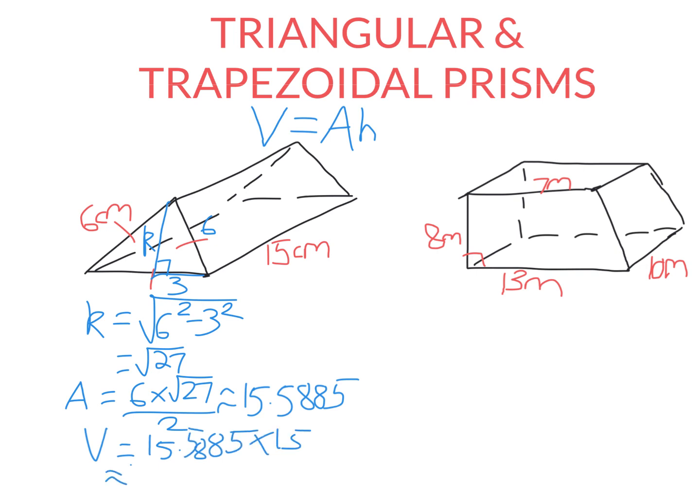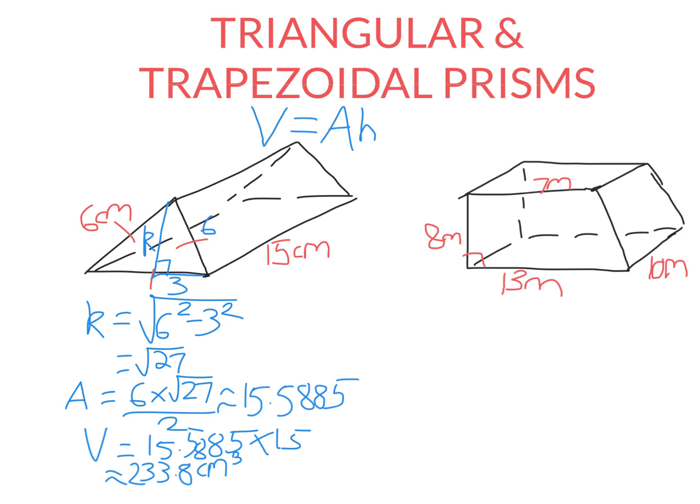And I get around 233.8. So volume is always in cubic units, so it will be centimeters cubed. That also means it'll hold about 234 milliliters of liquid. So let's now calculate the volume of this prism here.